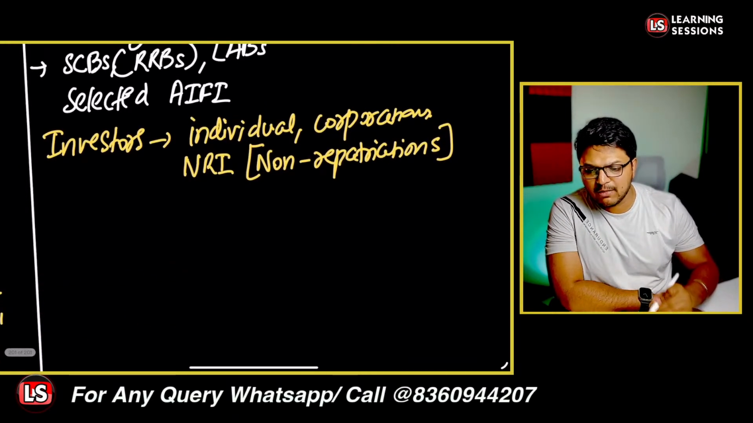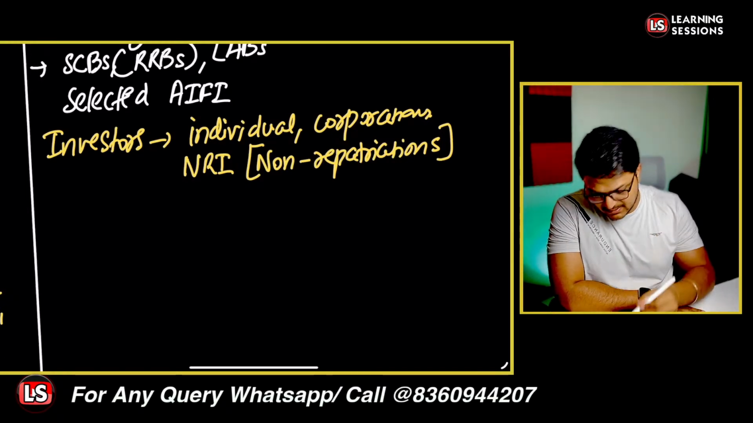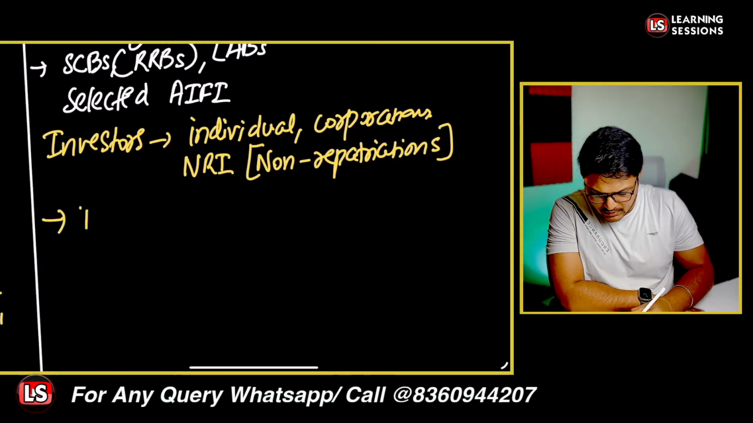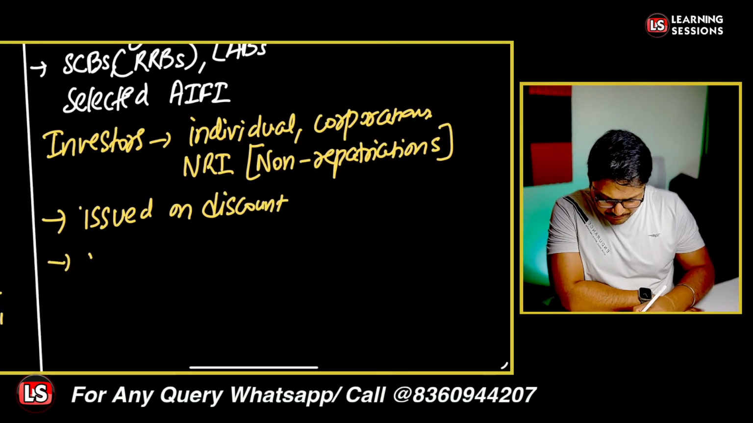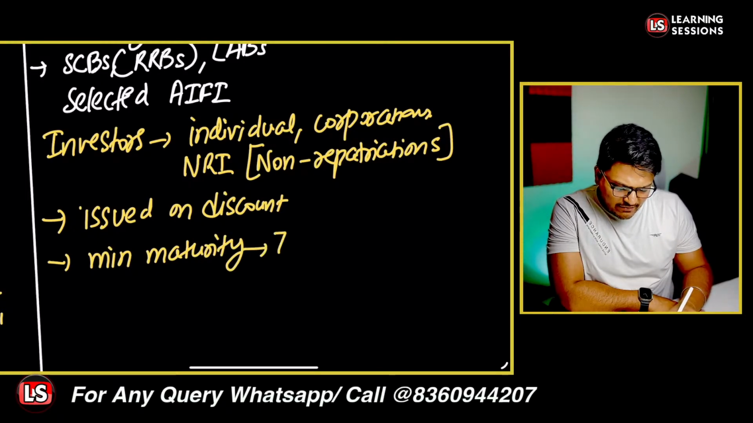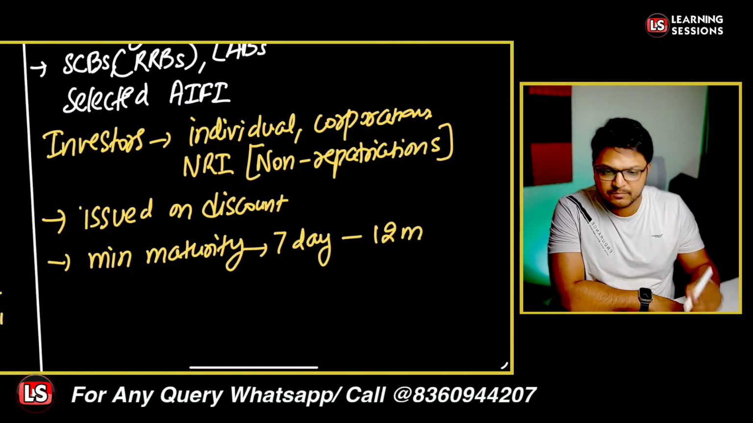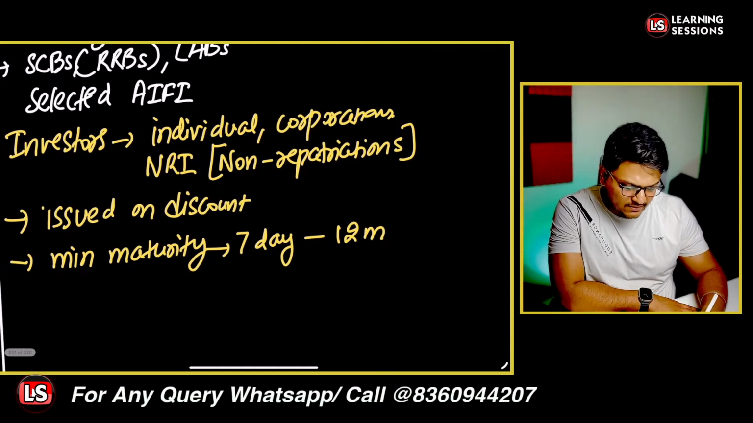Now let's learn whether these are issued at a discount. As in the case of the commercial paper, yes, these are issued at a discount. These particularly have the implied yield. And what is the minimum maturity? The minimum maturity is 7 days and maximum up to 12 months, if these CDs are issued by the banks.